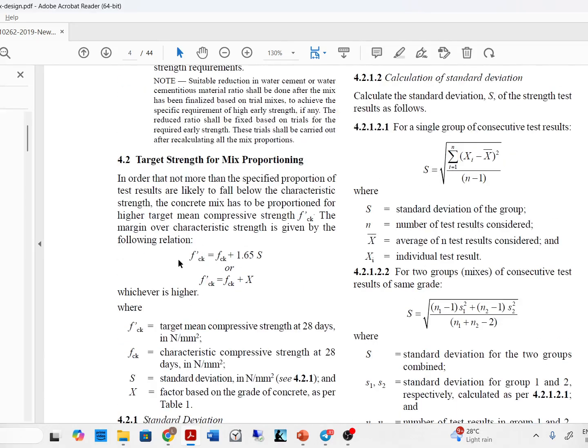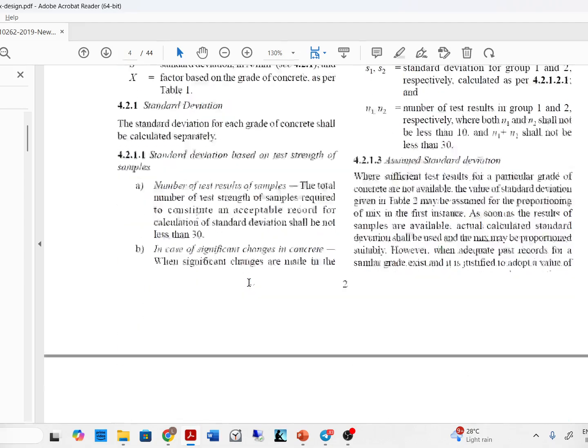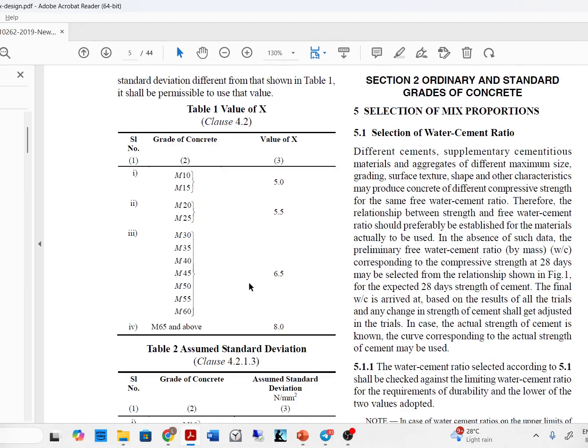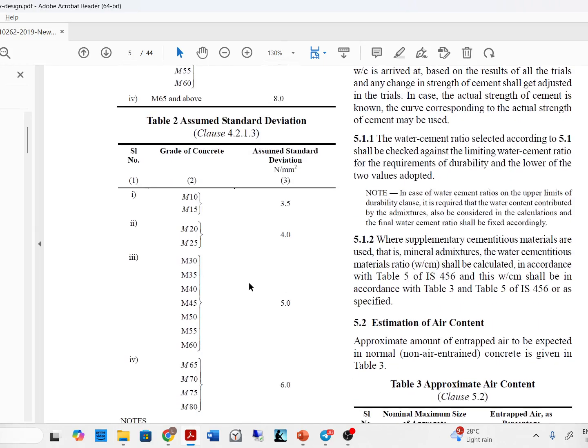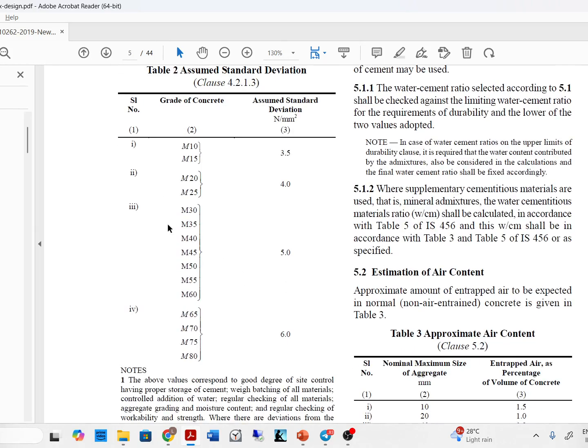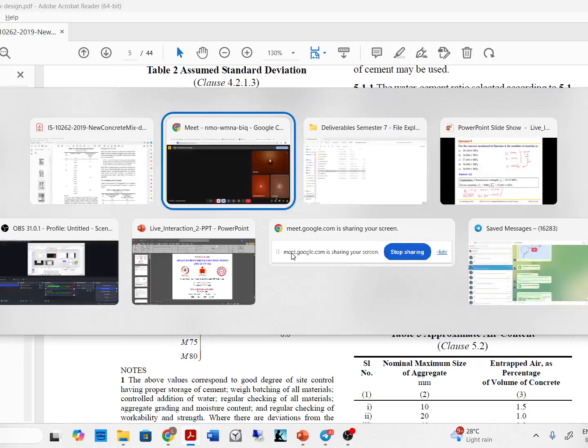Okay, so as we can see, we have this target mean strength. Here it is given the notation F prime CK, that is FCK plus 1.65 into S, right? We can consider this to come in the category between M30 to M60 and take a value of 5.0.